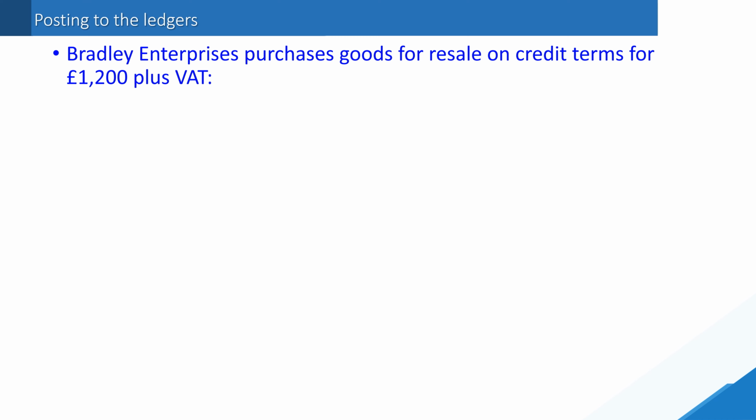Bradley Enterprises purchases goods for resale on credit terms for £1,200 plus VAT. With this transaction, there is no immediate exchange of funds, and therefore this is a credit transaction. Unlike previous questions, no bank will be involved in this initially, and therefore we have to consider how we capture the liability this business has.